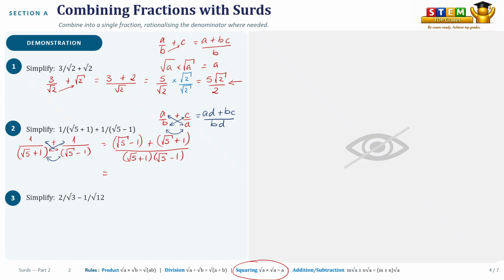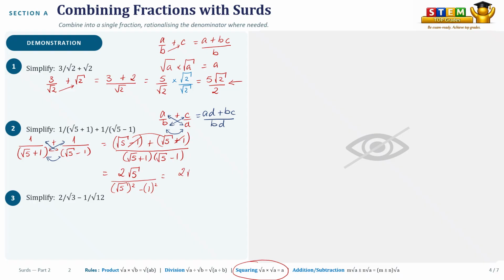Okay, let's simplify the numerator. So we're going to get root 5 plus root 5, that is 2 root 5. Minus 1 cancels the plus 1. And underneath, as the denominator, we're going to do the difference of two squares, which means square root of 5 squared minus 1 squared. And what does that give us?